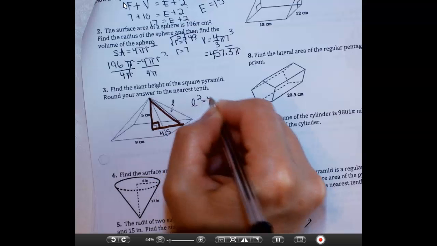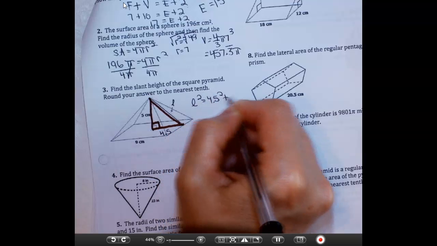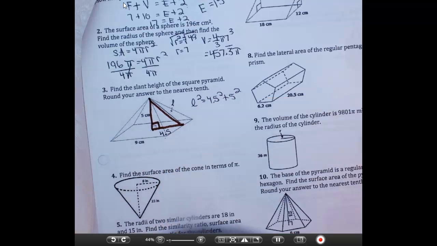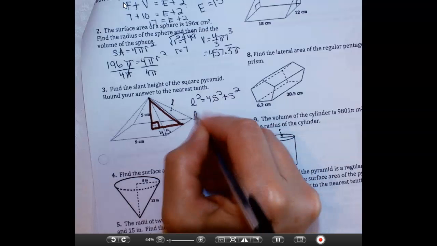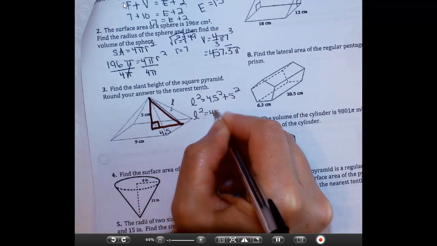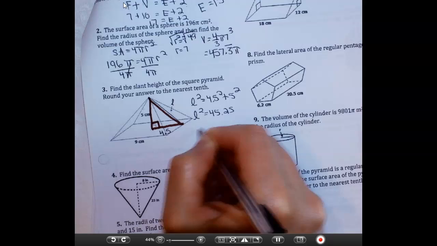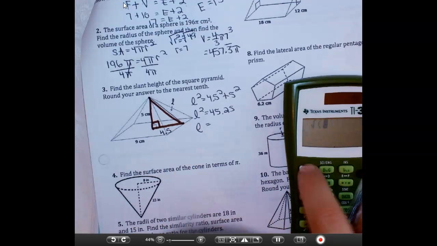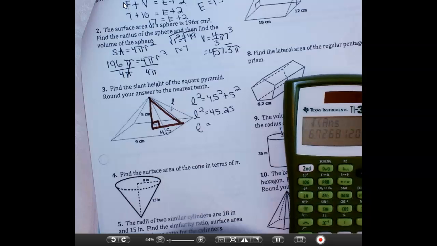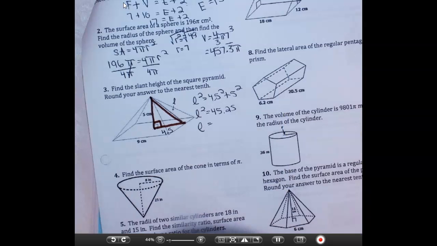L squared is equal to 4.5 squared plus 5 squared. We get 45.25. And again, we're just going to go take the square root of our answer, and we get 6.7.